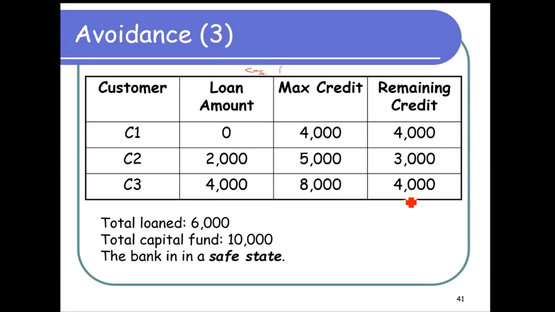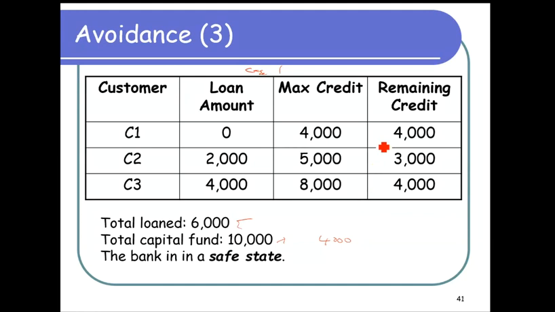So remaining credit is 4,000. The loan is 2 plus 4, 6,000. The total capital fund is 10,000. So the bank still has 4,000 extra to play with.